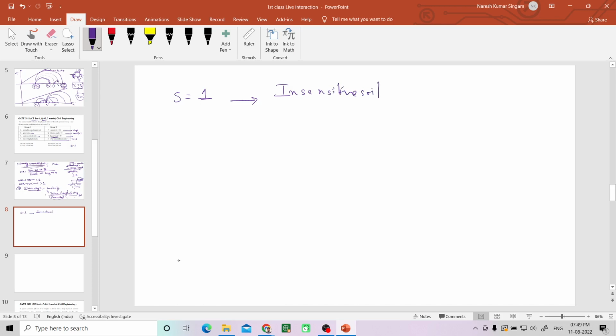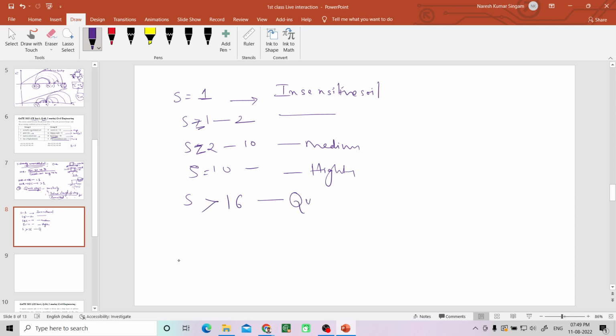And there is another range, like in between 1 and 2, in between 2 and 10, like that. Insensitive soils, sensitive soils, medium sensitive soils, highly sensitive soils, like that. When S is greater than 16, those are called quick clays, because they get disturbed just like that.